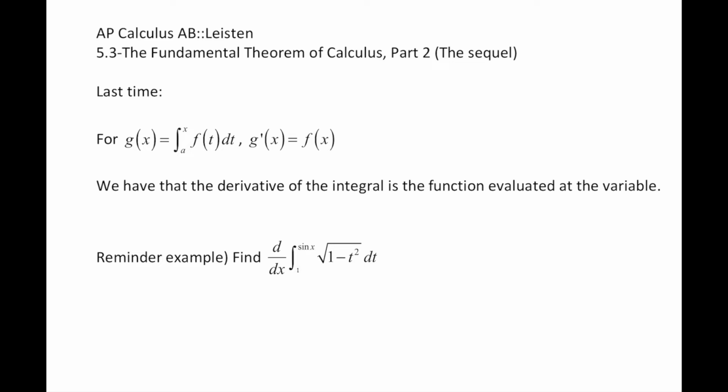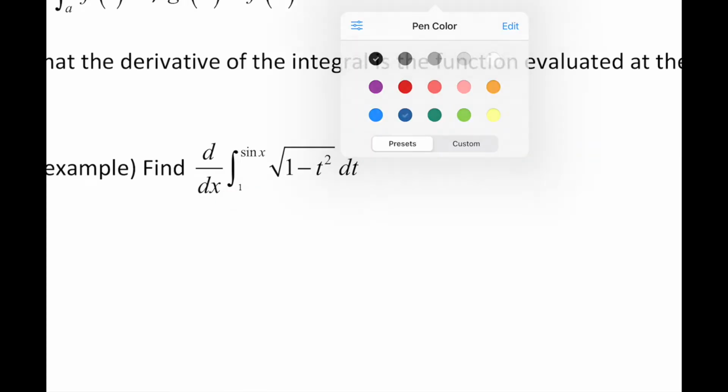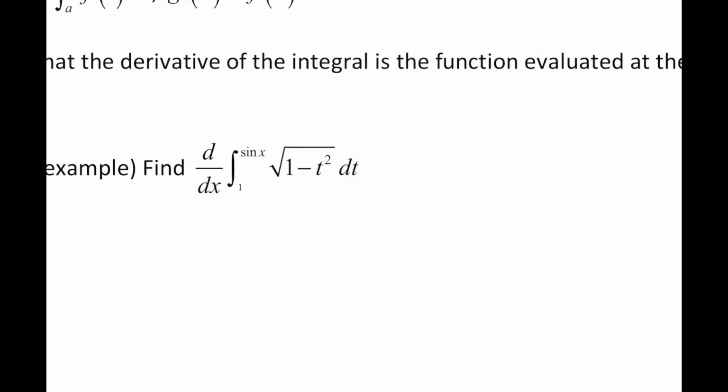So looking at the derivative of the integral from 1 to sine x of the square root of 1 minus t squared dt, I have no idea how to do anything with that integral. But what we have from the fundamental theorem of calculus part 1 is that the derivative of this is equal to that function, the square root of 1 minus t squared, evaluated at our upper bound. We have 1 minus sine squared x. But I also need to remember that I've got the chain rule. The derivative of sine of x is going to be multiplied by cosine of x. That was d dx of sine x.